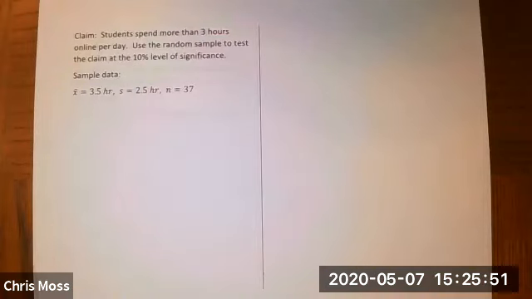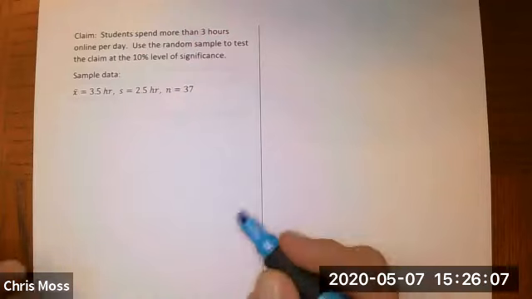All right, we got a claim. The claim is that students spend more than 3 hours per day online. We're going to use the random sample to test the claim at the 10% level of significance. We've got some sample data. We have an X bar, an S, and an N. So let me go ahead and identify the requirements.